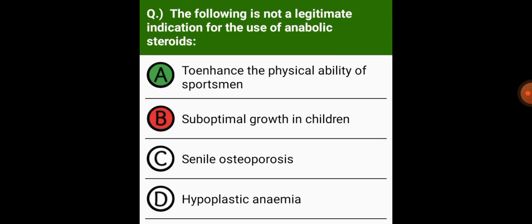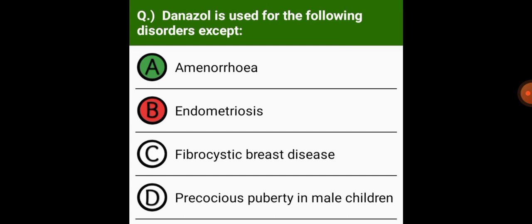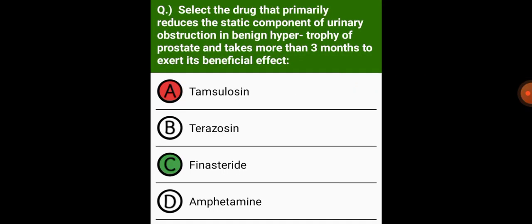The following is not a legitimate indication for the use of anabolic steroids: to enhance the physical ability of sportsmen. Danazol is used for the following disorders except amenorrhea. Danazol produces the following side effects in premenopausal women except menorrhagia.